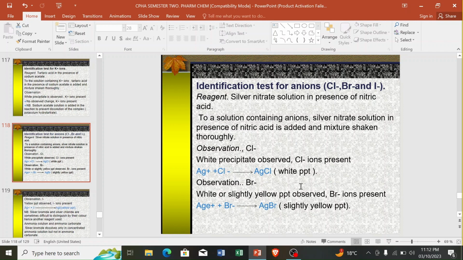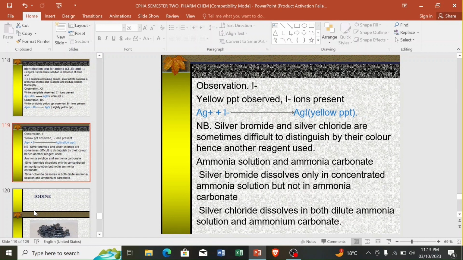Since this slightly yellow precipitate can be confused with white, we are still going to use ammonia solution and ammonium carbonate to distinguish the two. We shall find that the silver chloride formed is soluble in ammonia solution as well as ammonium carbonate, while our silver bromide formed is soluble in ammonia but insoluble in ammonium carbonate, and we shall be in a position to give a conclusion. It is even written down here.